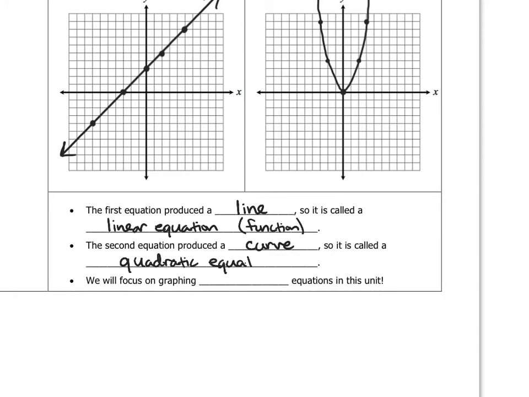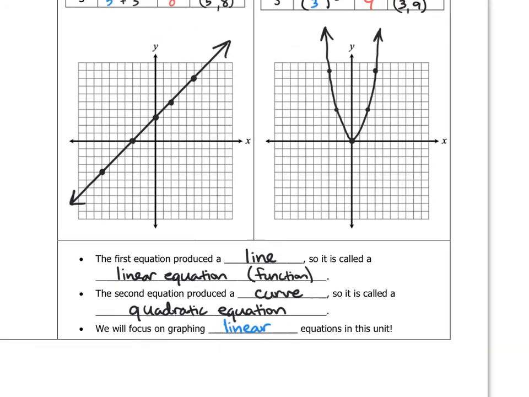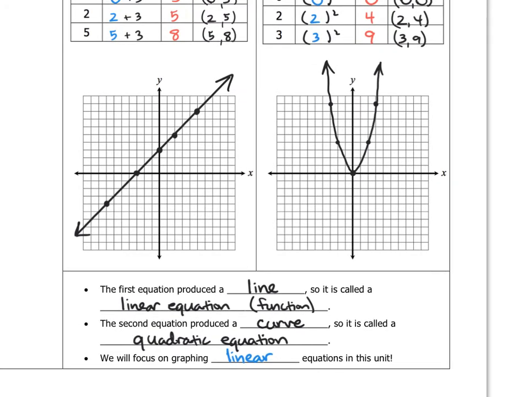You'll find in Algebra 1 that there are two big types of equations that we study over the course of the year. In the first semester, we're really focused on linear equations, and in the second semester, we're really focused on quadratic equations. We will focus on graphing linear equations in this unit, like the one on the left, but just know that by the end of the year, we'll also be graphing quadratics, those that look like the graph on the right.